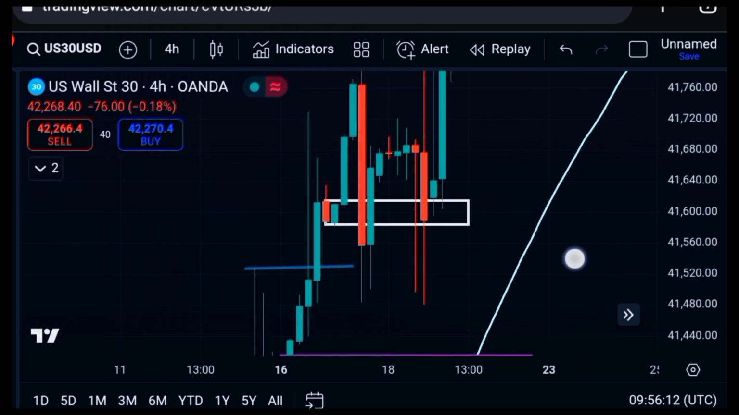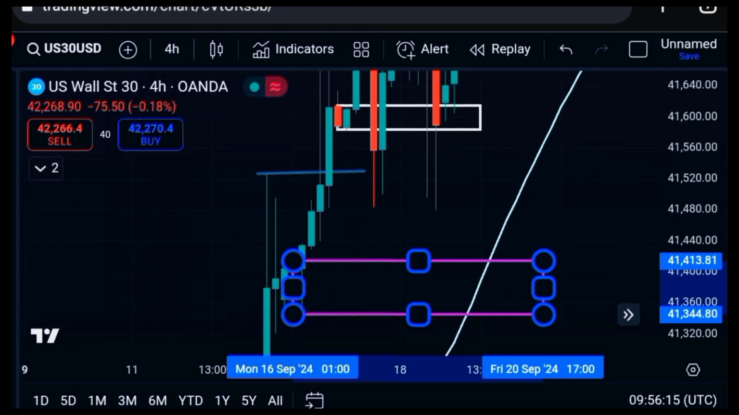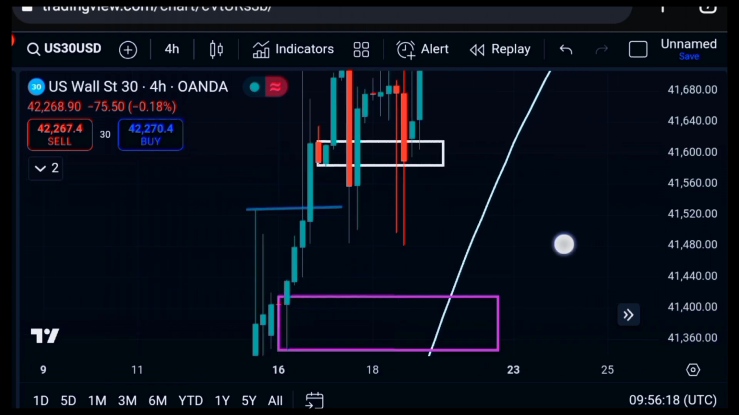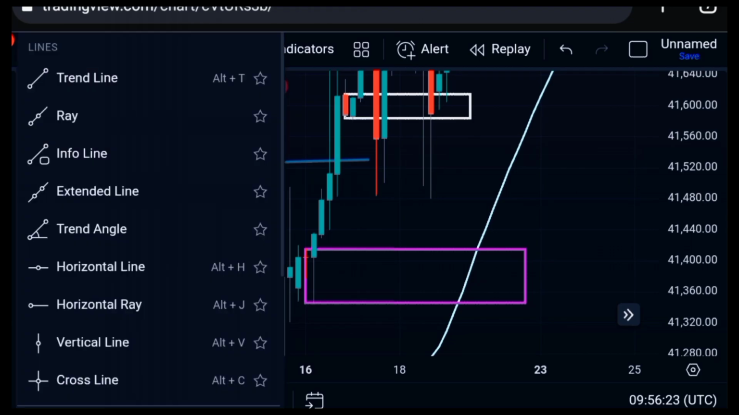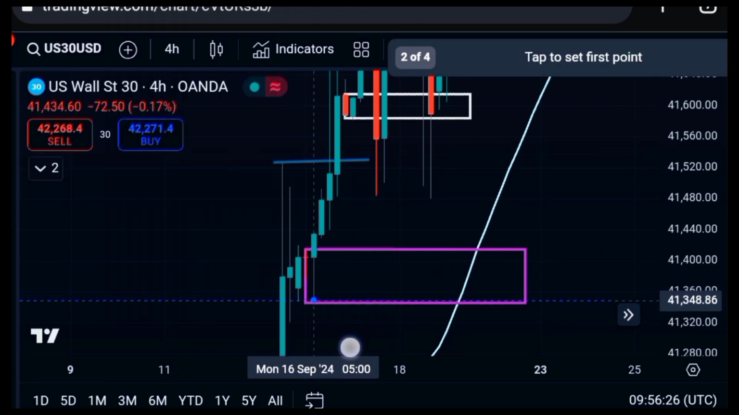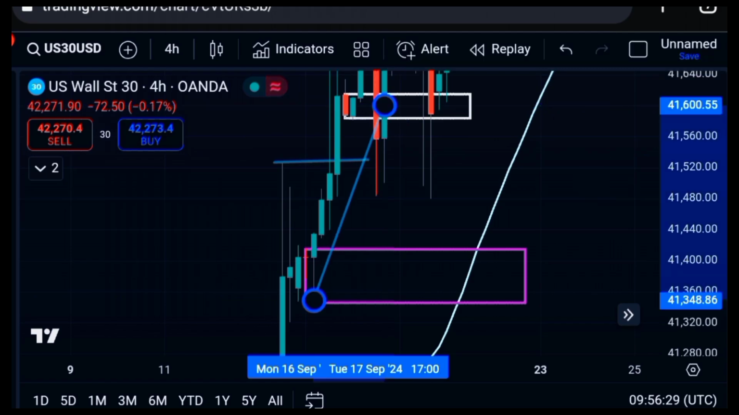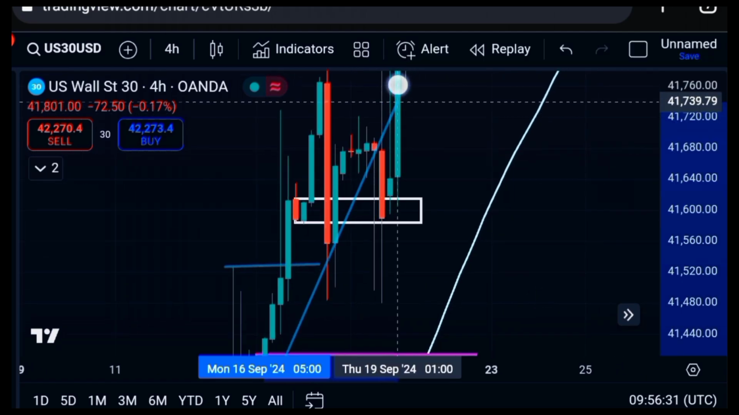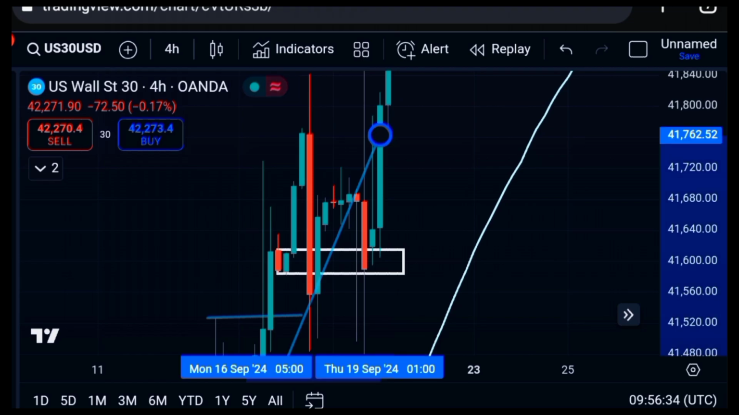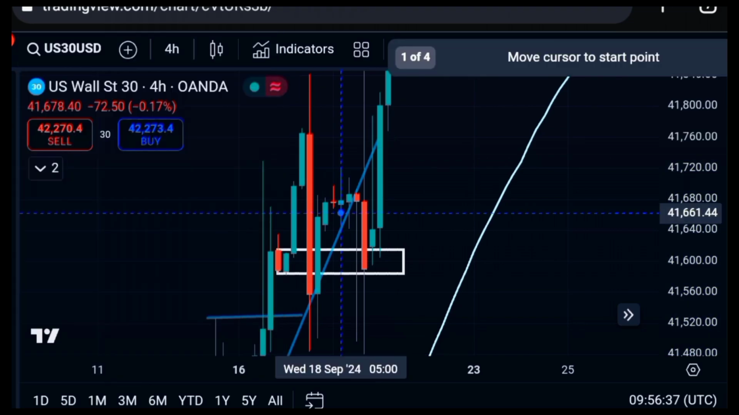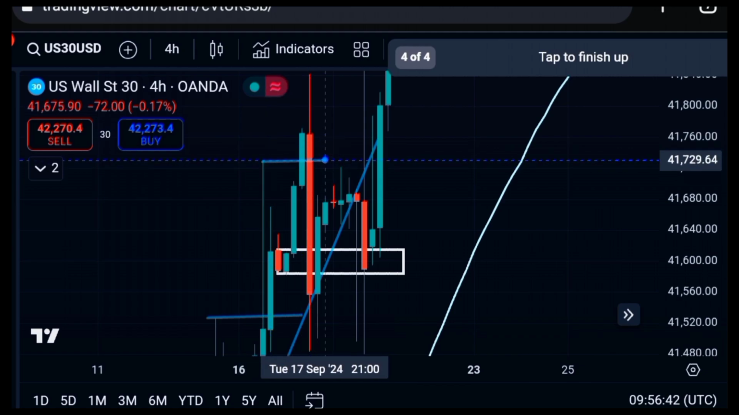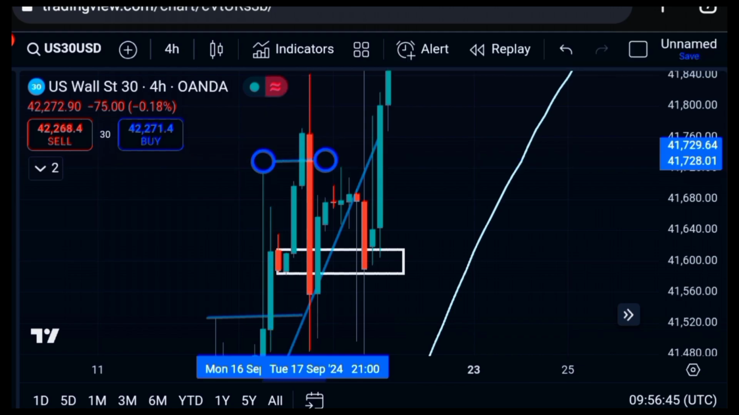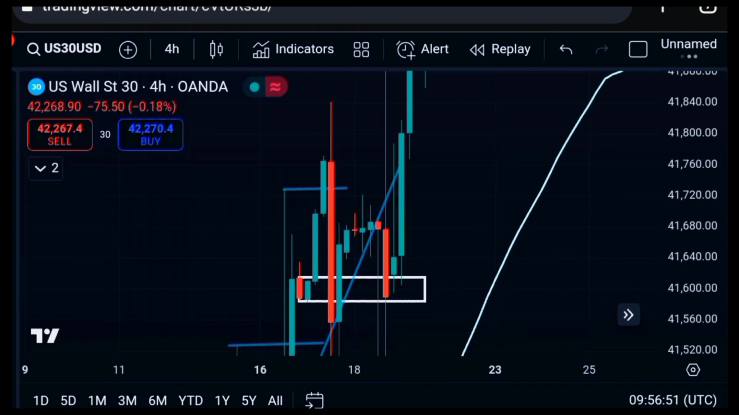So here you see that the market broke structure to the upside at this zone, but it didn't come back to the zone. Again, it created this very leg that kept this zone here. It goes up again and it creates a high right here. It creates a high right there.